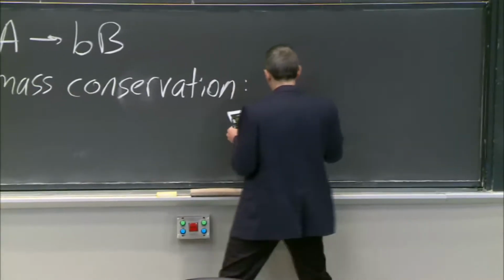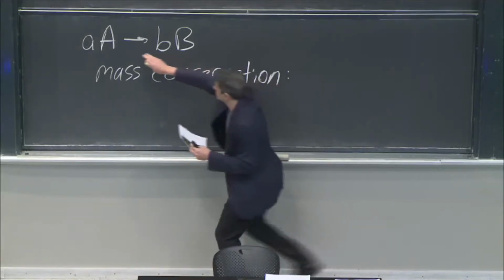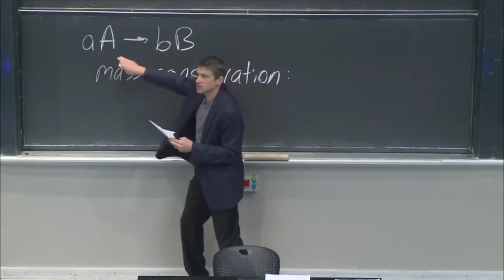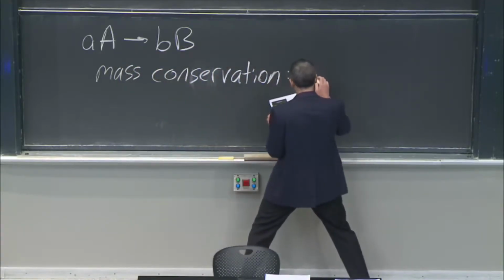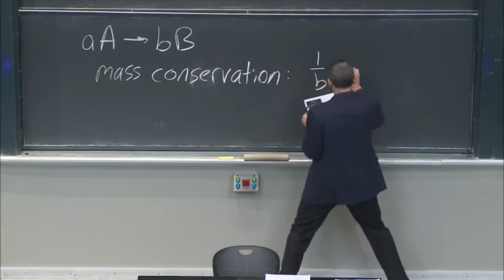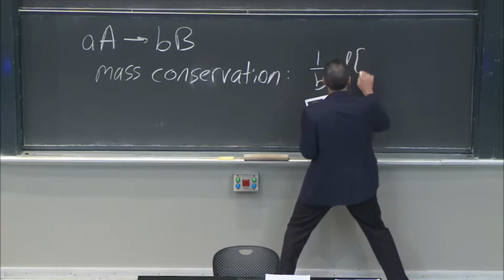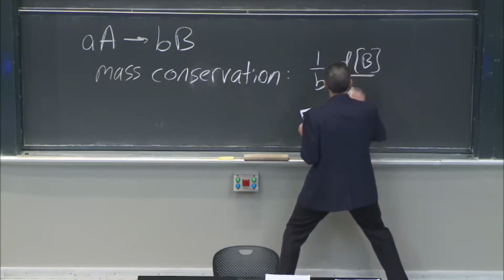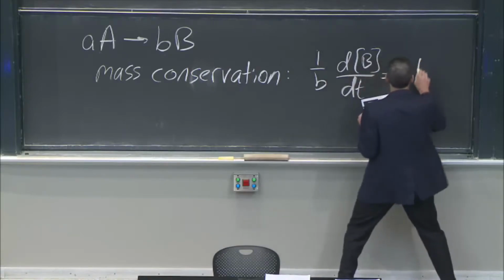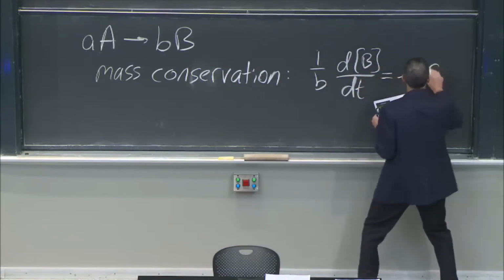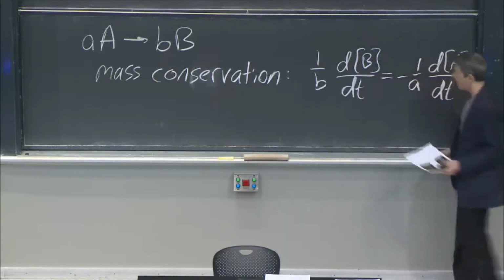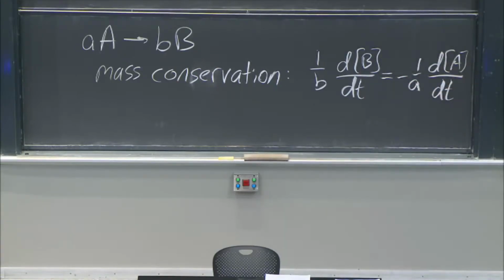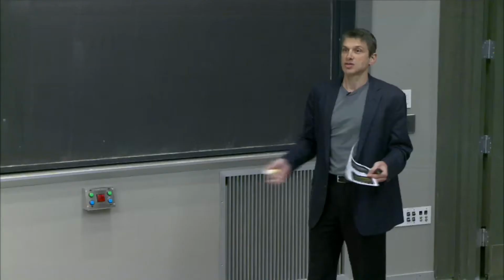And if you look at that in terms of these coefficients, remember, these are stoichiometric coefficients, then what that means is that 1 over B times the change in the concentration of B with time must equal minus 1 over A times the change in concentration of A with time. That is mass conservation, just written as changes in concentration.